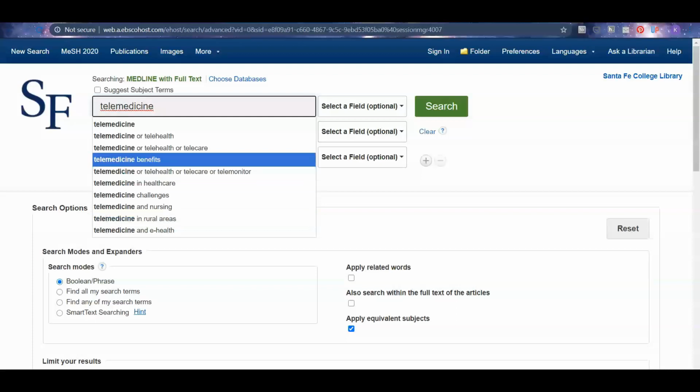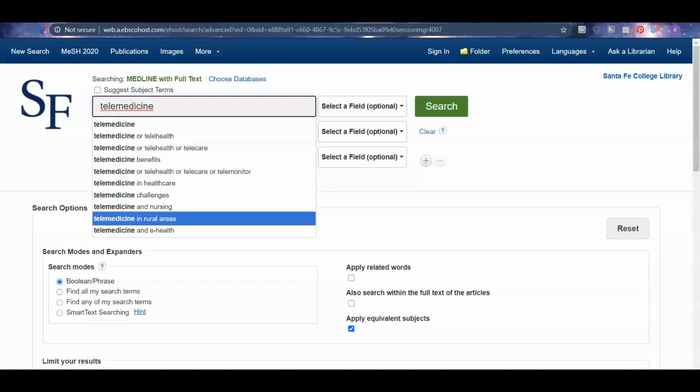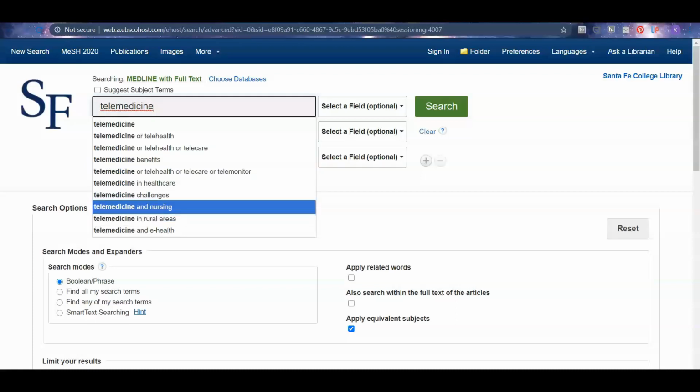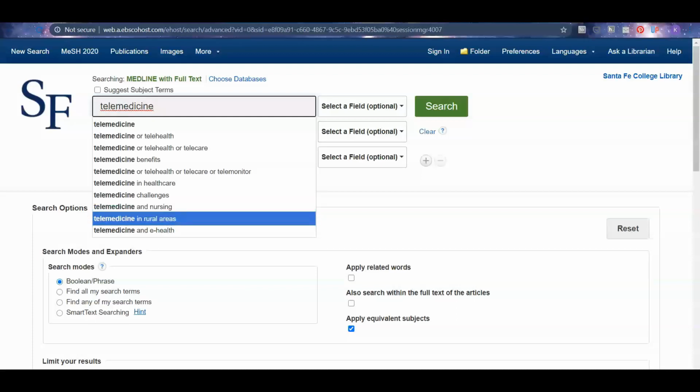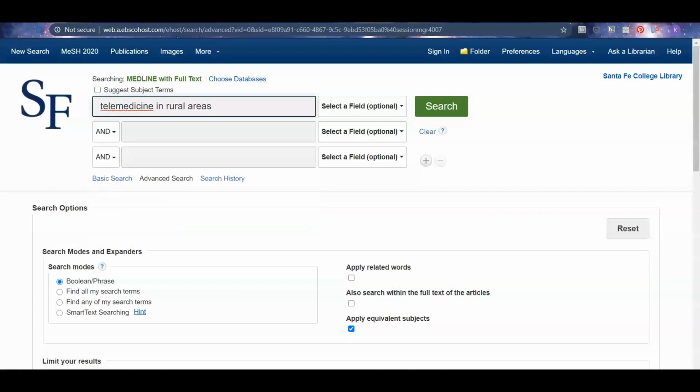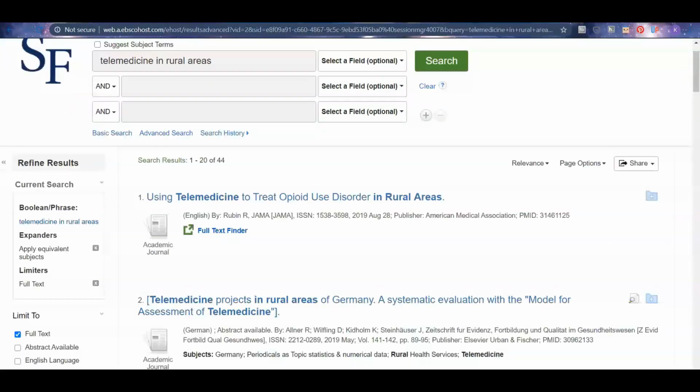Those all sound like potentially useful things to the paragraph I'm working on, because if I think telemedicine increases access to healthcare, one of the things I already had in mind was, what about people who live in small towns that don't have access to a lot of doctors or more advanced healthcare options? So let's actually go with that search and see what we find. All right, so we have 44 search results.